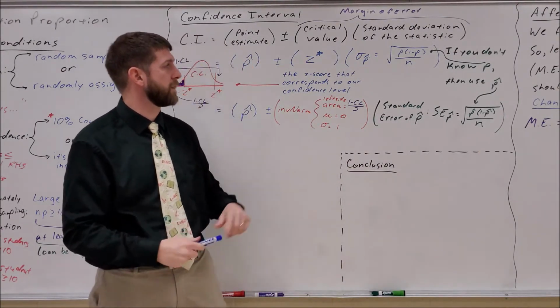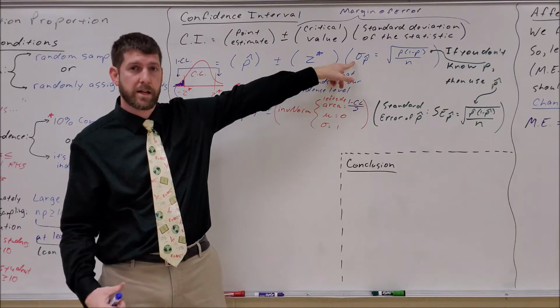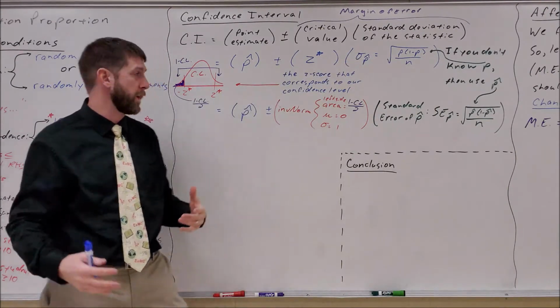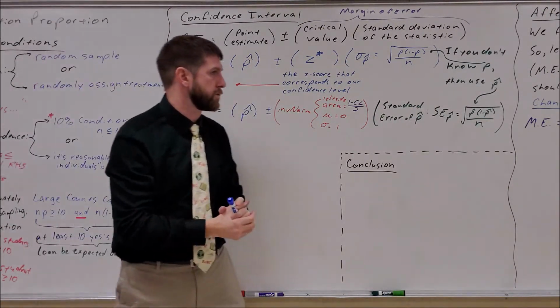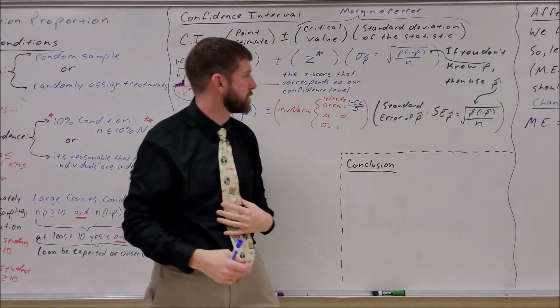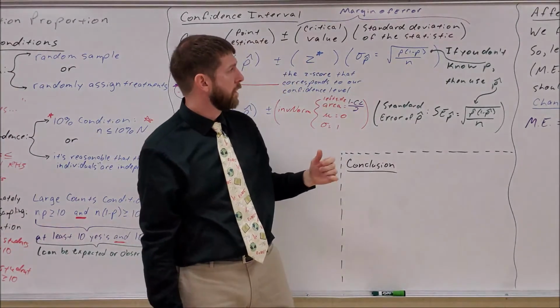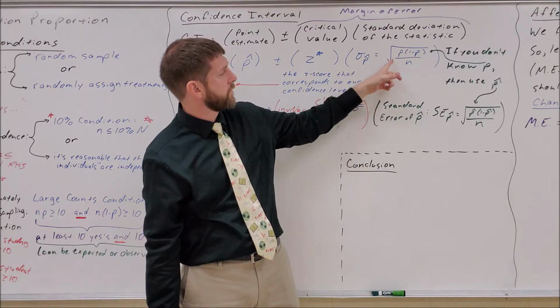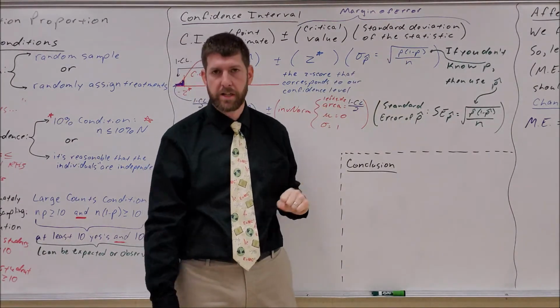Now, standard deviation of the statistic, in this case, is standard deviation of p hat. What's the spread of this sampling distribution? Not the standard norm, but the sampling distribution for this population. Now, we know that's based off of square root of p times 1 minus p over n.